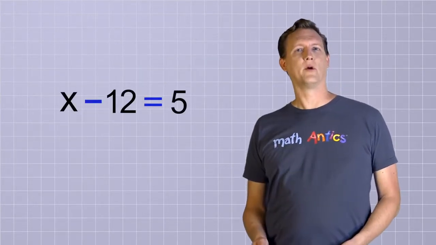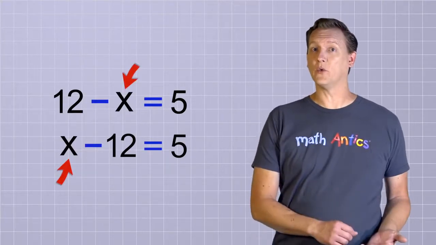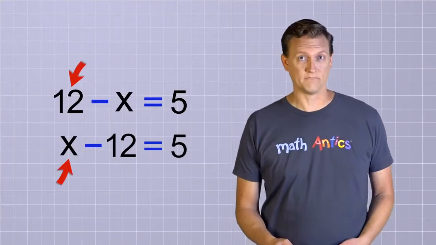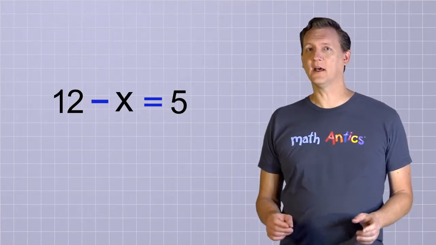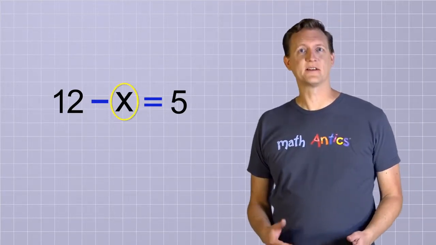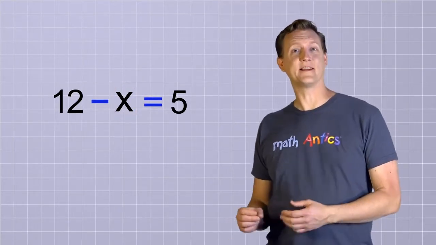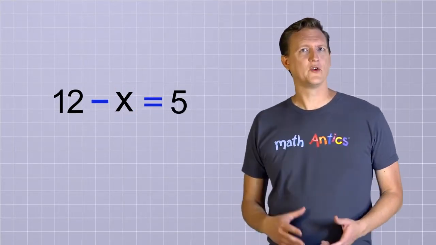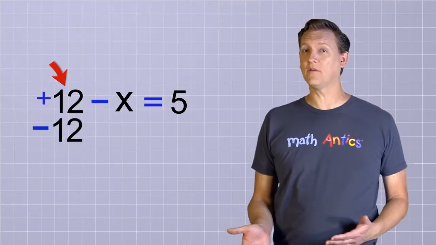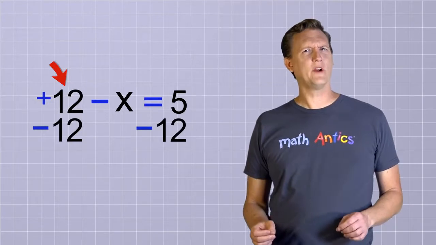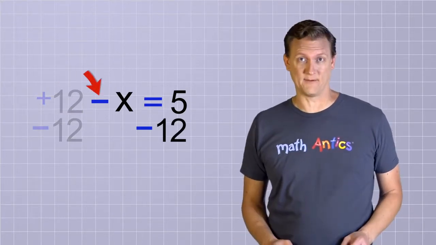Suppose we get a problem where instead of a number being taken away from an unknown, the unknown is being taken away from a number. What do we do in that case? Well, we still want to get the unknown all by itself, but it's a little harder to see how to do that. In this problem, 12 minus x equals 5. The 12 on this side is a positive 12, so we could subtract 12 from both sides. That would get rid of the 12, but the problem is that wouldn't get rid of the minus sign.